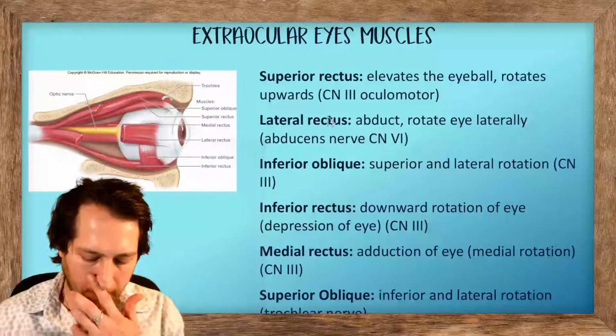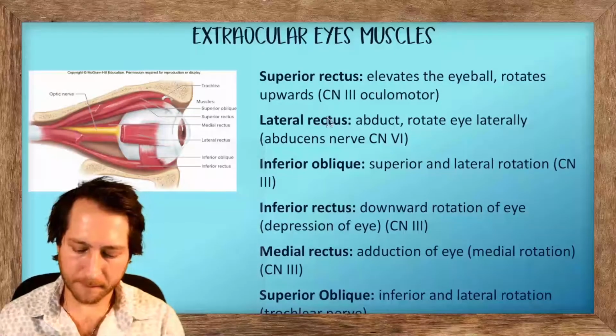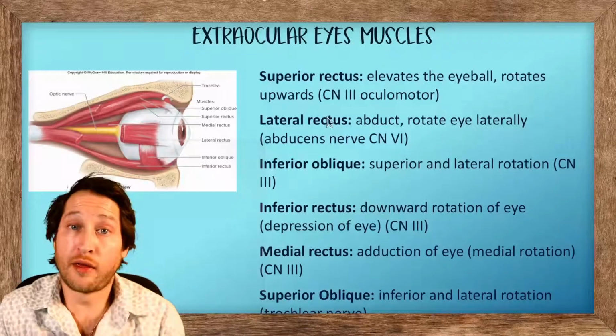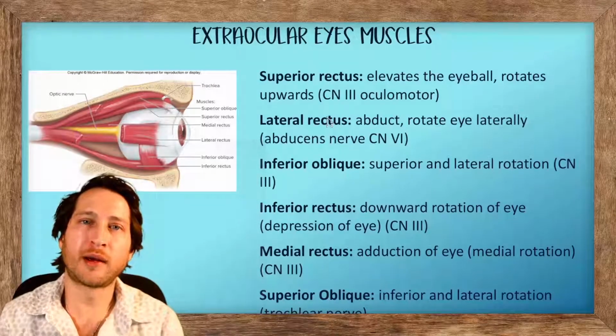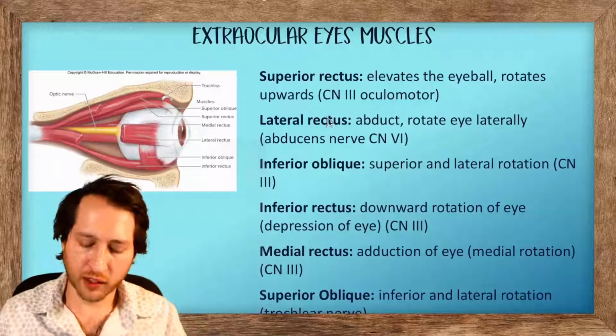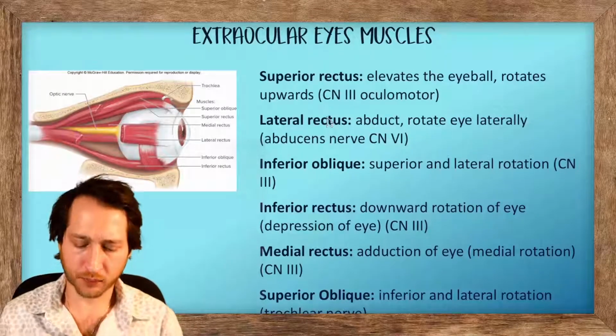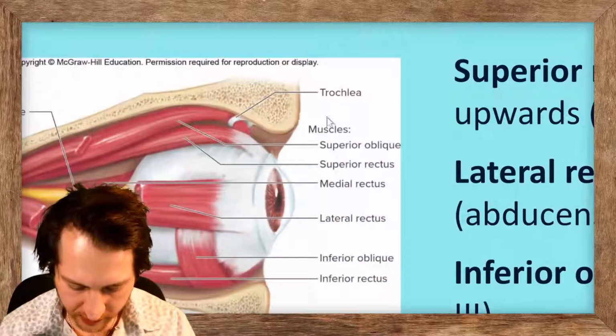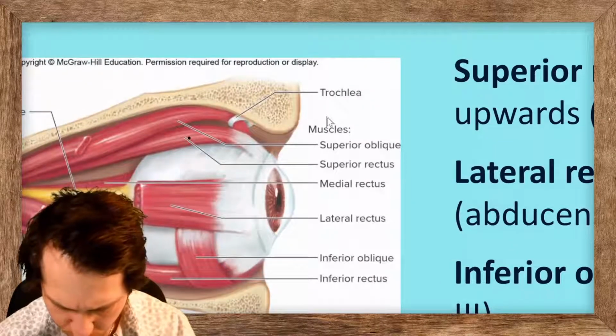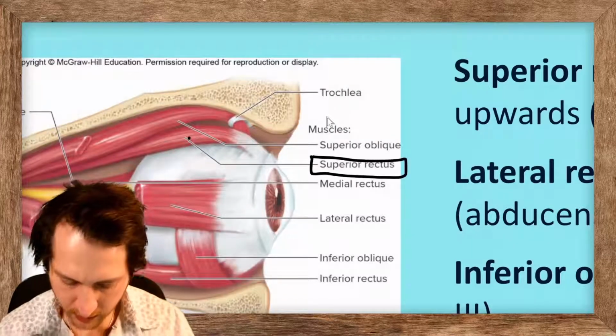Okay, so let's start with talking about the muscles and then their function. So what are the general movements that they're producing? And remember I said a lot of eye movements are going to be using a combination of this. So let's start with the superior rectus. So the superior rectus is shown right here.